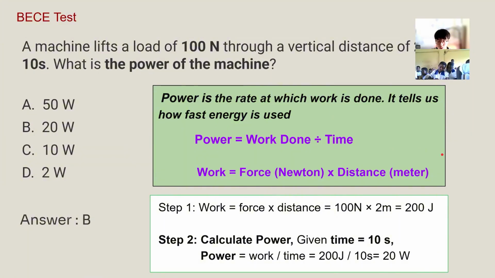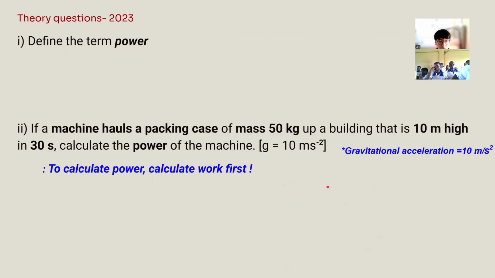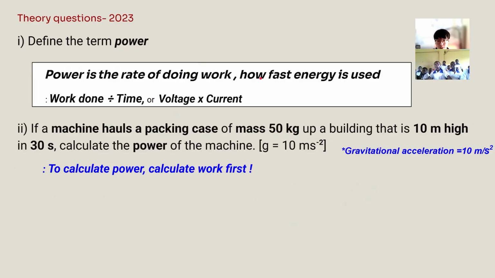Let's look at another example, and I will share the slides with you so that you can look at them later as well. So first question: define the term power. Does anyone want to do that? Power is the rate at which work is done. Yeah, that is right. You said it perfectly. Power is the rate of doing work, how fast the energy is used. They're the same definition.